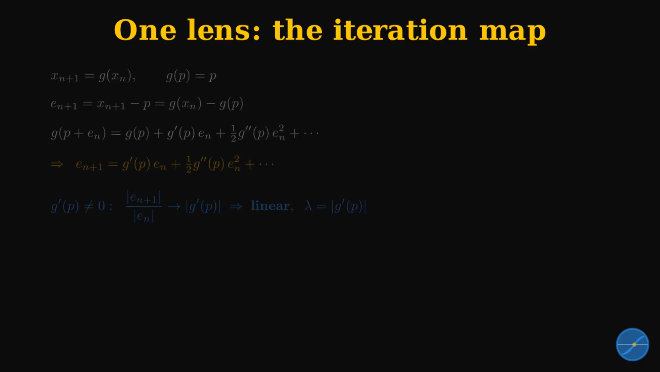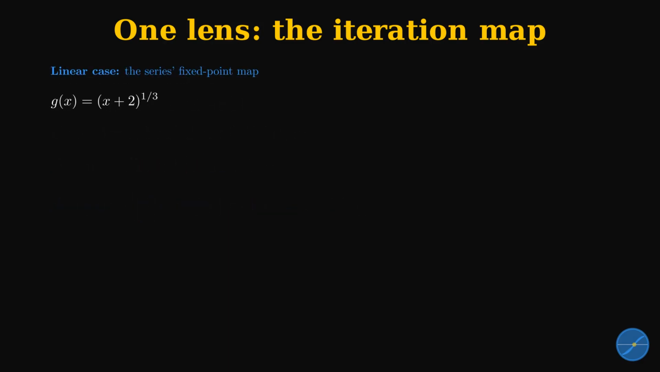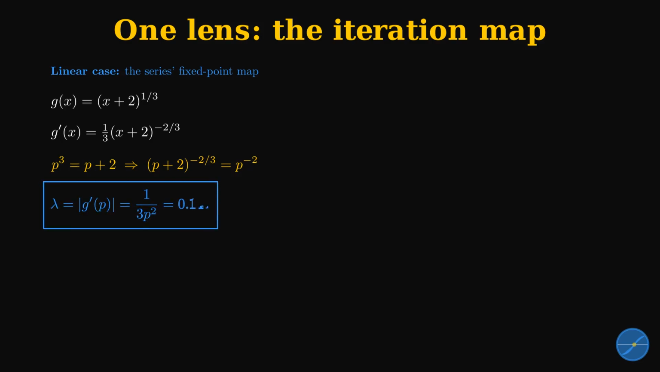Take this series' fixed point map, g is x plus 2 to the 1/3. Its derivative is 1/3 times x plus 2 to the minus 2/3. At the root, p cubed equals p plus 2, so that factor becomes p to the minus 2. So lambda is 1 over 3 p squared, about 0.144.